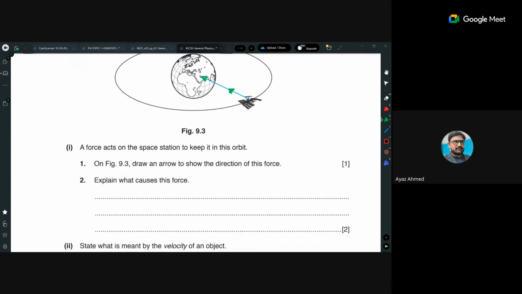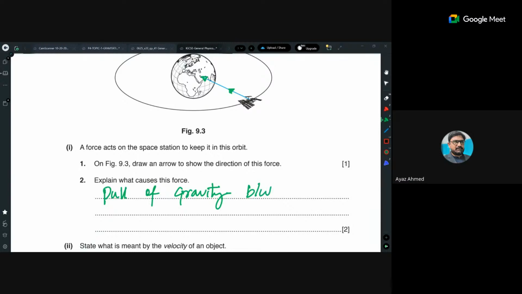Next is explain what causes this force. Wow. That is the question. Okay, what is the cause of this centripetal force? So the force, isn't it, the pull of gravity, gravity of the earth? Yeah. Sorry, what did you write, Ariba? The gravitational force that's coming from the center of the earth. Yes, the pull of gravity.